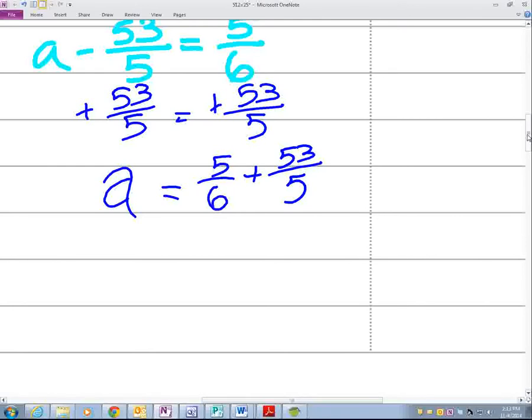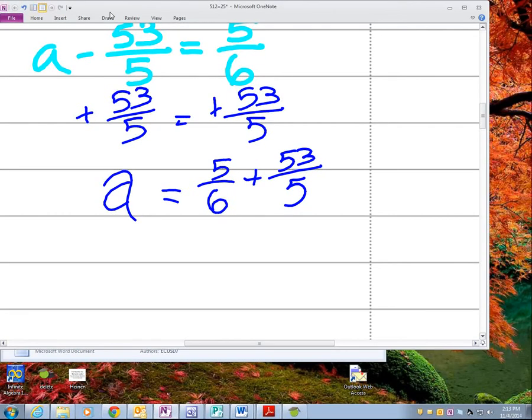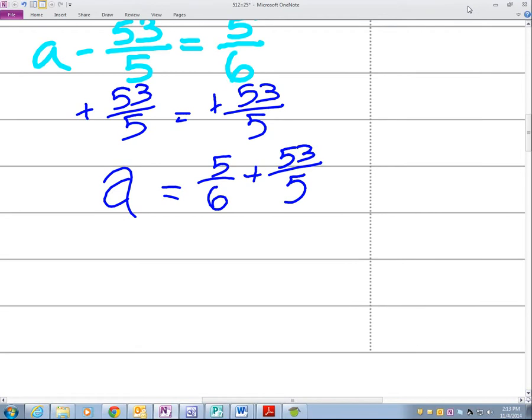Now I'm doing what we did the other day, and this is a situation where people who don't want to do the least common multiple, they just want to multiply the denominators together. And in this situation, the least common multiple is when you multiply the two together.